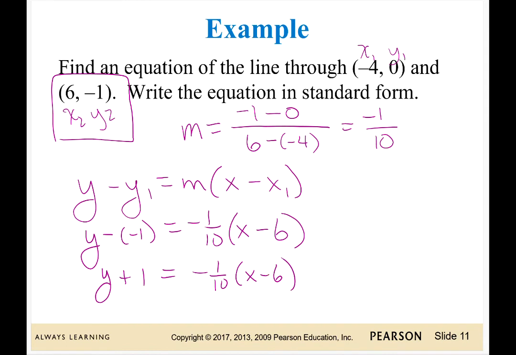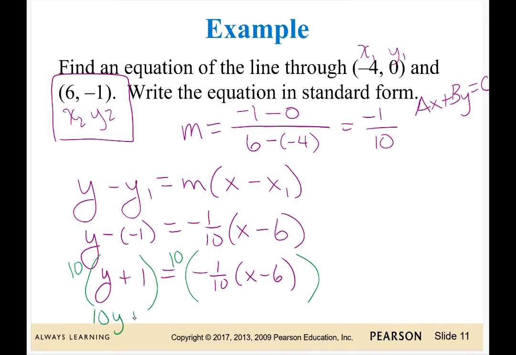It wants us to write this in standard form. So that means we want standard form, remember, is ax plus by equals c. So I need to clean this all up. First thing I'm going to do, and this is optional, is just I don't like fractions. So I am going to use that trick from solving equations where I'm going to multiply both sides by the least common denominator to get rid of all the fractions because I prefer whole numbers.